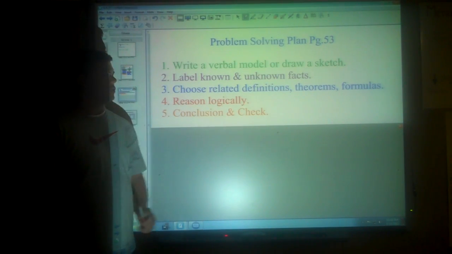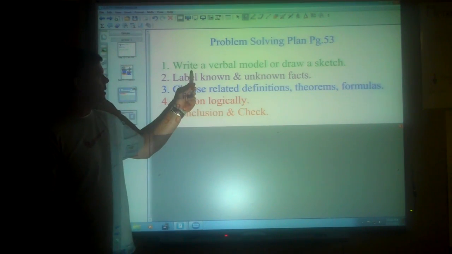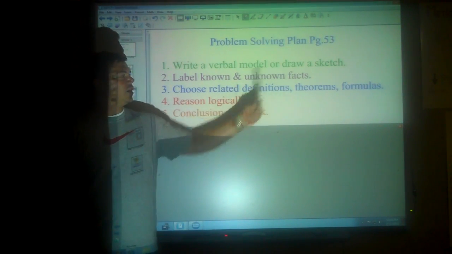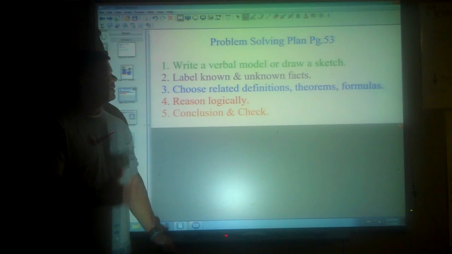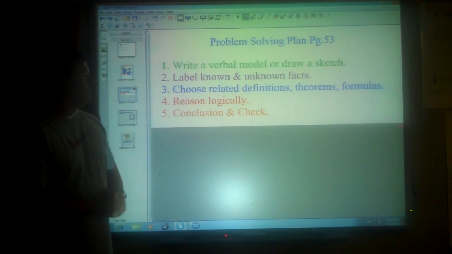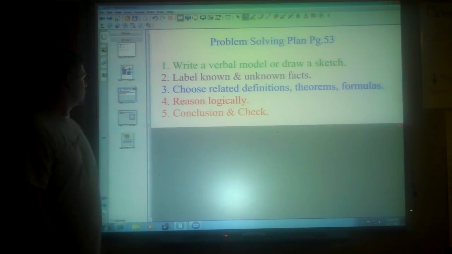If you decide that your answer is not right, then go back up and make sure you've done something correctly. Maybe you didn't choose the right definition, theorem, or formula. Maybe you ought to tweak that. Maybe you labeled something incorrectly. Maybe there's something wrong with your drawing. But go back and check to make sure you've actually done it correctly.